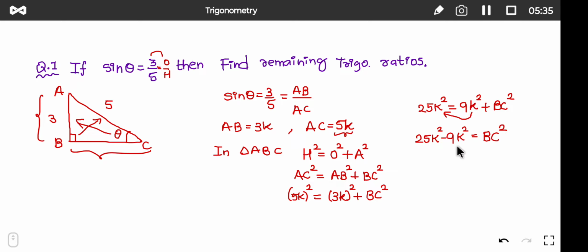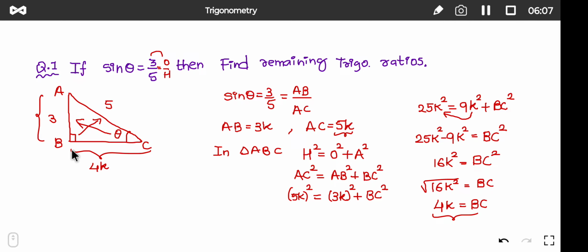So 25k square minus 9k square, which is 16k square, is equal to BC square. If we take the square root on both sides, we will get root of 16k square is equal to square root of BC square, which is BC. So square root of 16, which is 4, and square root of k square, which is k. Before that, a plus or minus sign will come, but a side cannot be negative, so we will consider only positive length. So our BC value is nothing but 4k. This is 3k, this is 5k.